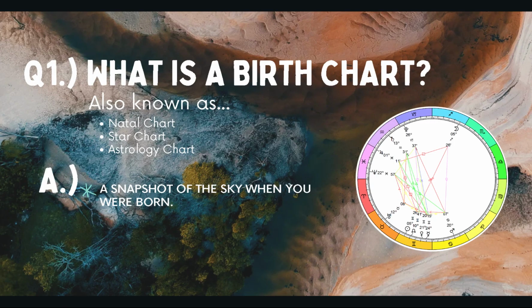So what is a birth chart? A birth chart you may also hear people refer to as a natal chart, a star chart, an astrology chart. This is what they're talking about. And what it is, it's just a snapshot of the sky when you were born. It's just where all the constellations were.